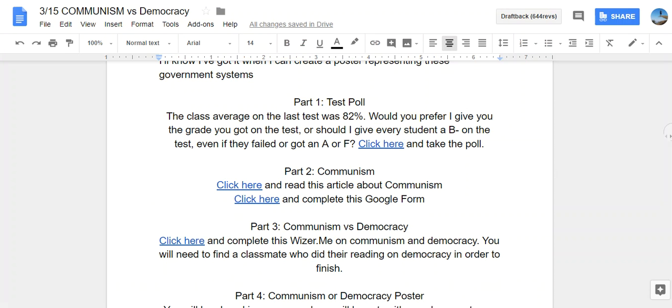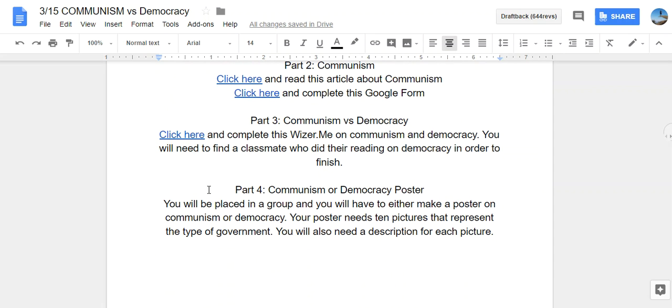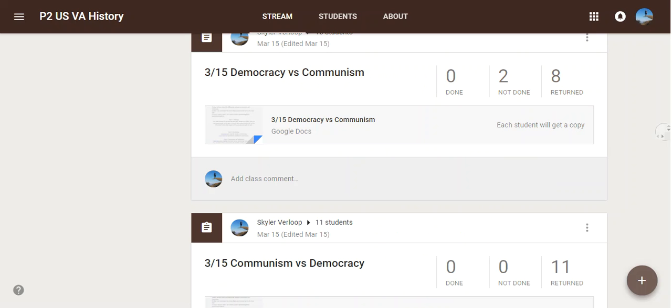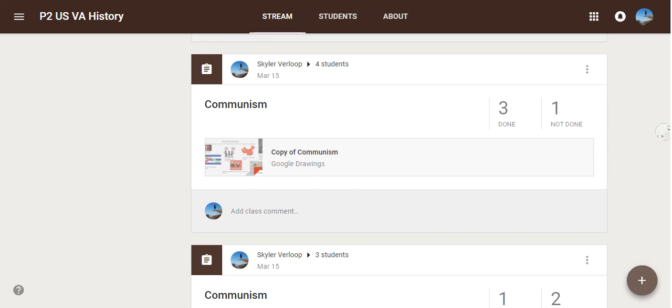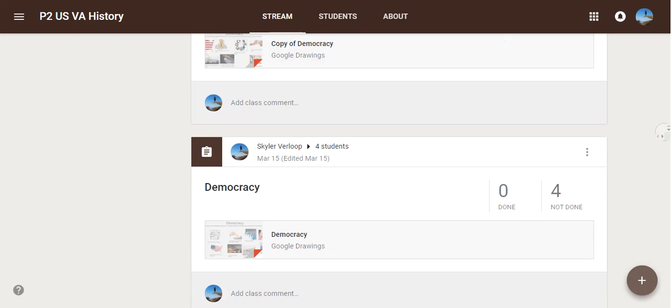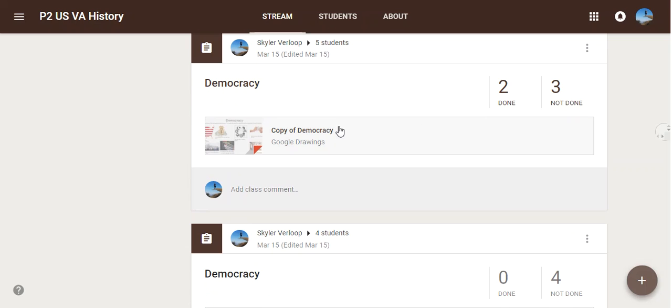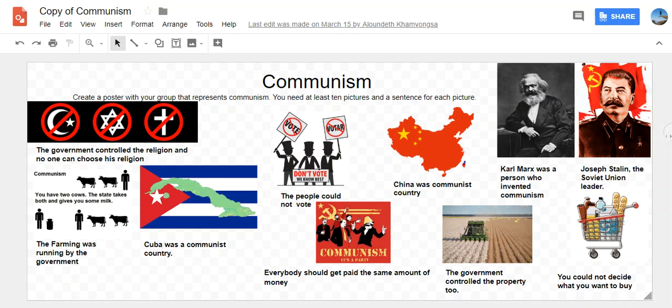When students were finished with this, they would then create a poster. And once again, this was on Google Classroom. I was able to differentiate. I assigned students into different groups, and they all worked on posters. Some made posters on democracy, some made posters on communism. But since this was on Classroom, as the students are working, I'm able to easily go onto their posters and see what they're working on.